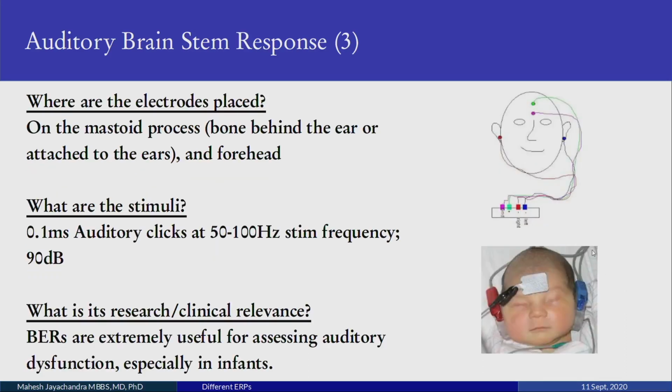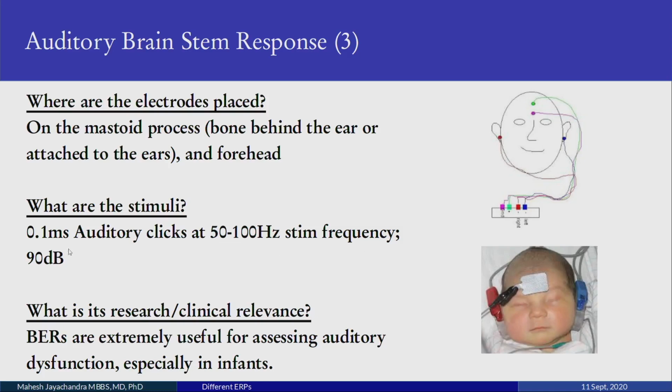Getting into a little more detail, where are the electrodes placed? Below is a baby. You usually have 3 electrodes, one on the forehead and 2 behind the ears on the mastoid prominences, the mastoid bone, and then you have a ground and a reference. The stimuli are very different. Since it's 10 milliseconds, the stimuli are much shorter, 0.1 millisecond or 1 millisecond. They're clicks, and we give them at 50 to 100, 150 hertz. But the cochlea and the brainstem can distinguish individual stimuli at that frequency.